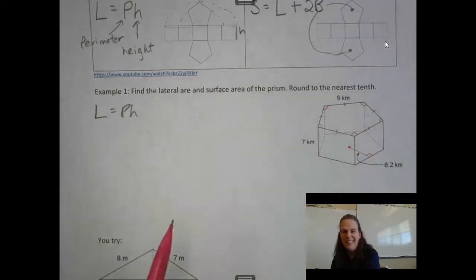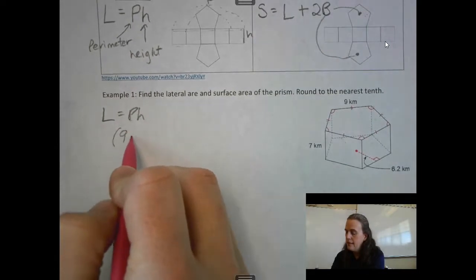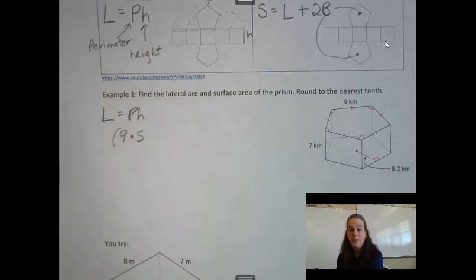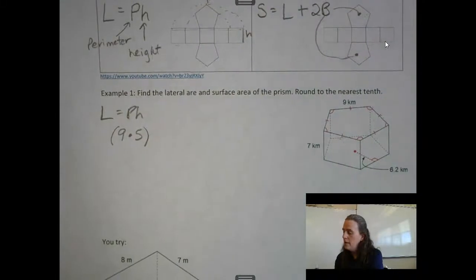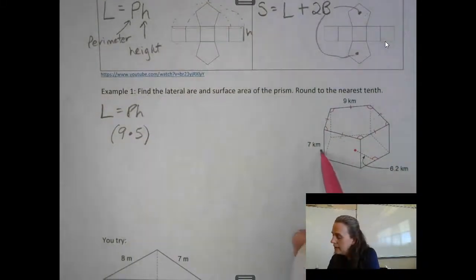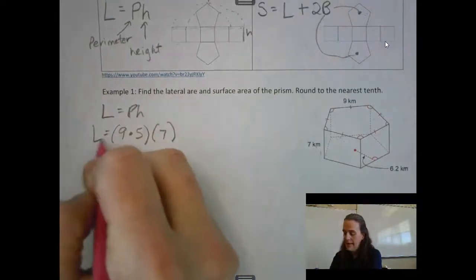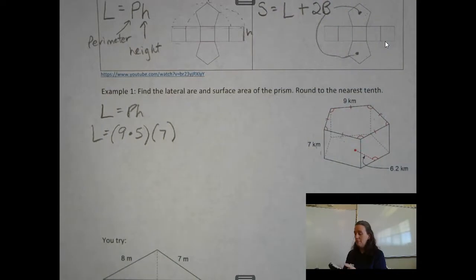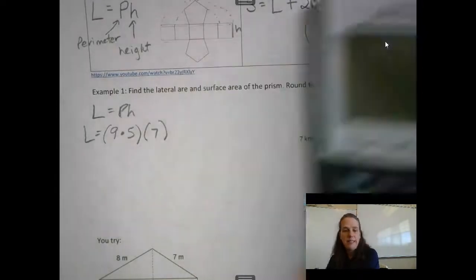How far is it all the way around that 5-sided base? So I'm going to put on here 9 times the 5 sides, or you could say 9 plus 9 plus 9 plus 9 plus 9. You could add them together 5 times. That's our perimeter. The height looks like it is 7. That equals our lateral area. I'm going to grab a calculator. Let's see what we've got. 9 times 5 times 7. 315.